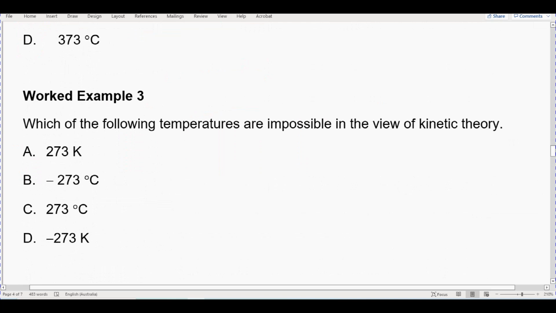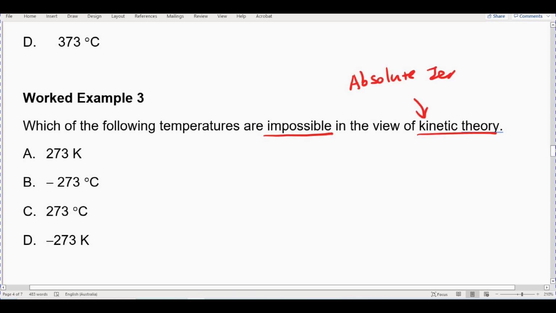Okay, so which of the following temperatures are impossible in the view of kinetic theory? So kinetic theory, understand, is we assume particles are in constant but random motions. They always have kinetic energy, but theoretically you might assume there's a temperature where all the particles just stop moving. And that temperature is absolute zero temperature. So in kinetic theory, we have the notion of absolute zero temperature.